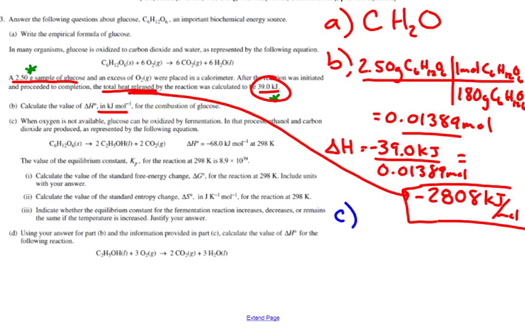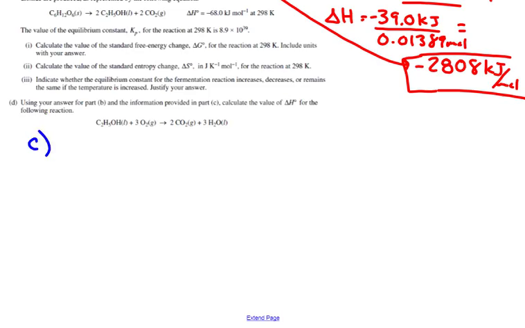When oxygen is not available, glucose can be oxidized by fermentation. In that process, ethanol and carbon dioxide are produced, as represented by the following equation. So see how they have the change of H in there as a negative. Here we go. Bunch of I's. Again, I love I's. We'll just do it right down here. I. Calculate the value of the standard free energy change for the reaction at 298. Include units with your reaction.